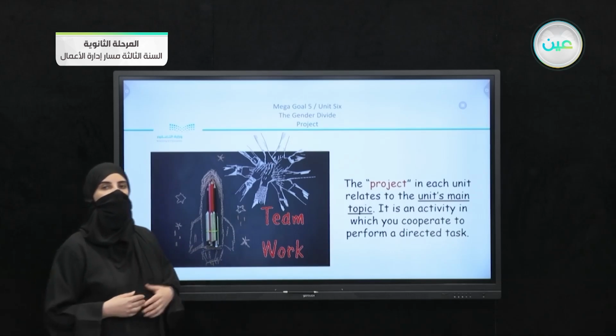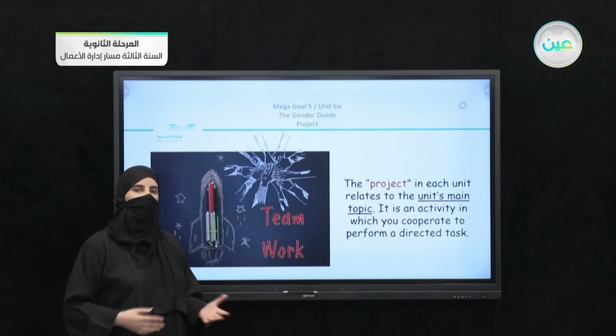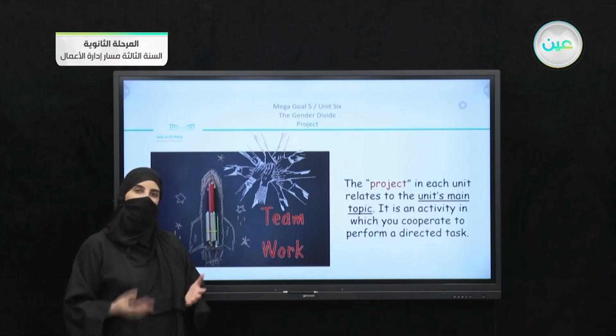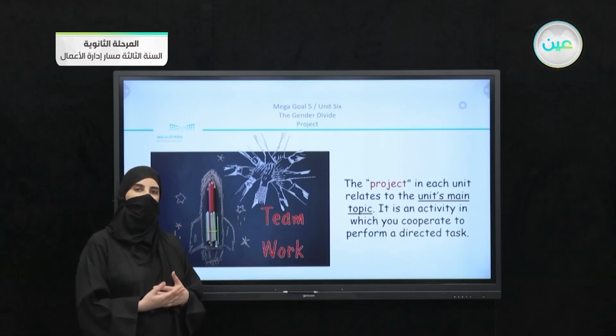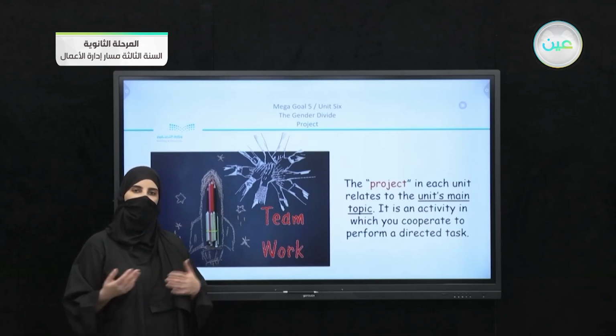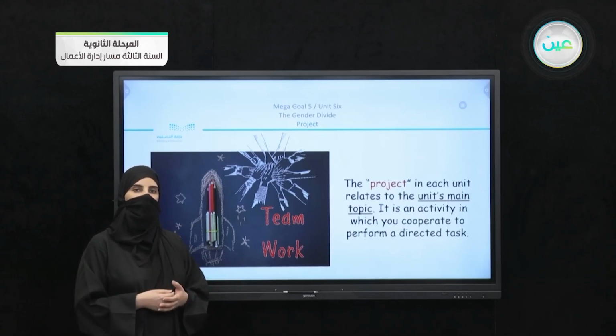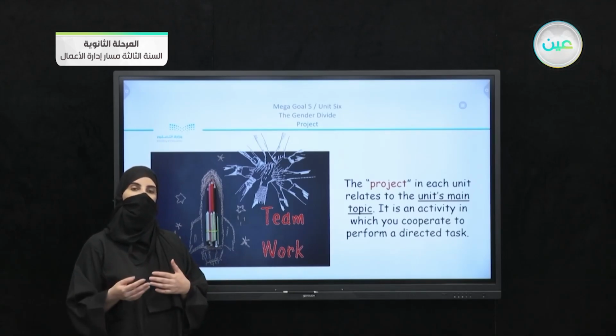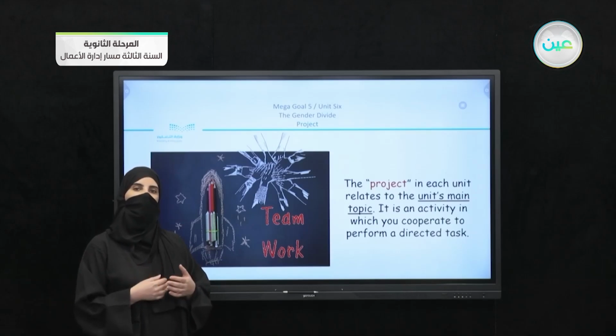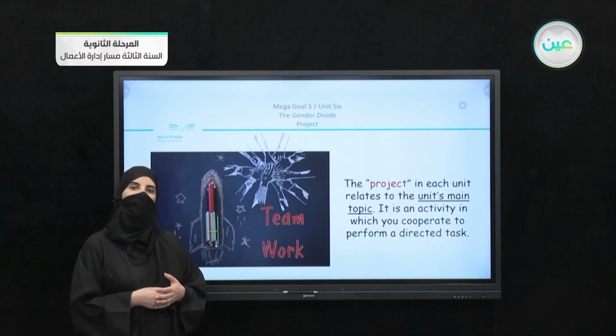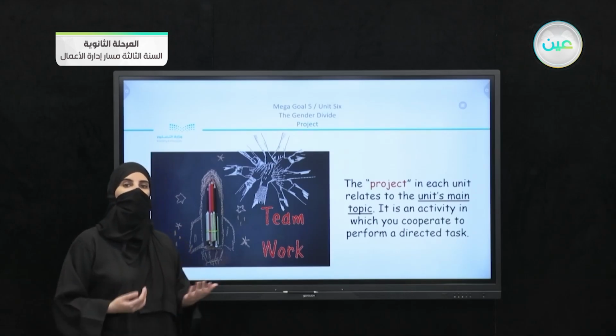Now you can see that we have here Unit 6, where we have discussed mainly the gender divide. We had the different types of communication between men and women. We had our reading also about the gender divide and how the genders connect with each other. We can see that we have also the grammar, which was about using the infinitive and the gerund.